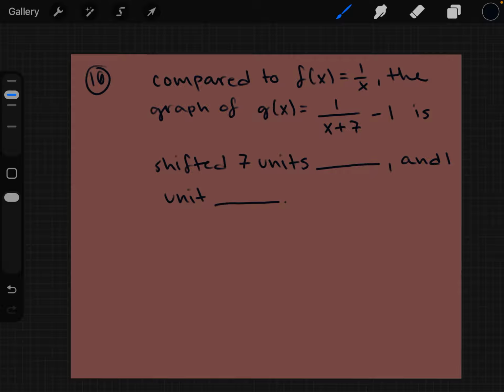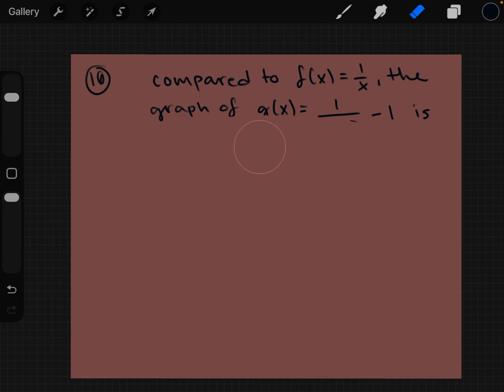Give you 1 second to try that yourself. Okay, so it's 7 units to the left and 1 unit down. That is from a while ago, so I'm not gonna go over that. You look for the video on transformations if you want to know more about that.